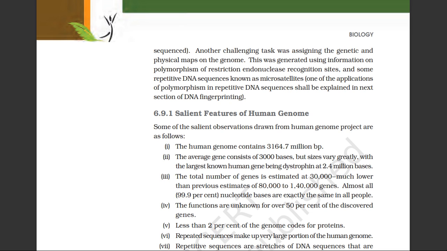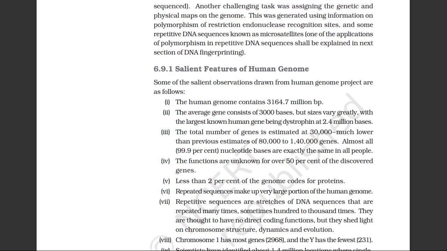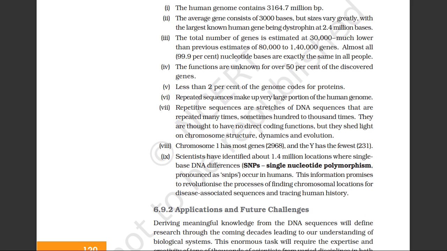7. Repetitive sequences are stretches of DNA sequences that are repeated many times, sometimes 100 to 1,000 times. They are thought to have no direct coding functions, but they shed light on chromosome structure, dynamics, and evolution. 8. Chromosome 1 has most genes, 2968, and the Y has the fewest, 231.